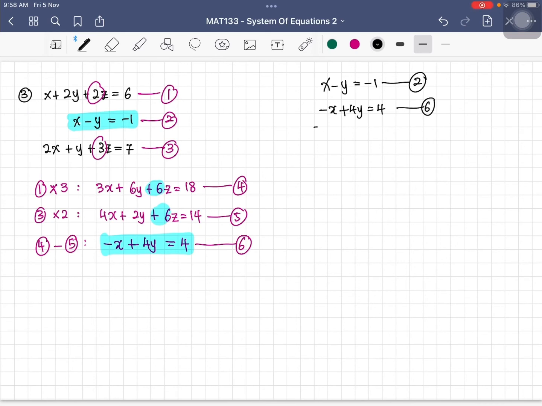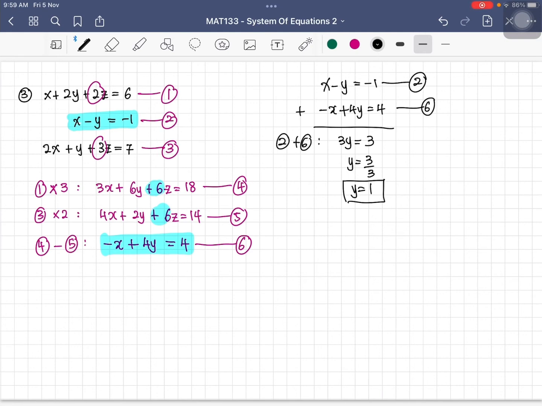You can use the elimination method. If you want to use the elimination method, I just need to add equation 2 with 6. Therefore, you add: x minus x, we get 0. -y plus 4y, we get 3y. And -1 plus 4, we get 3. Therefore, y is 3 divided by 3, which is 1. So we obtain y as 1. This is the first solution.